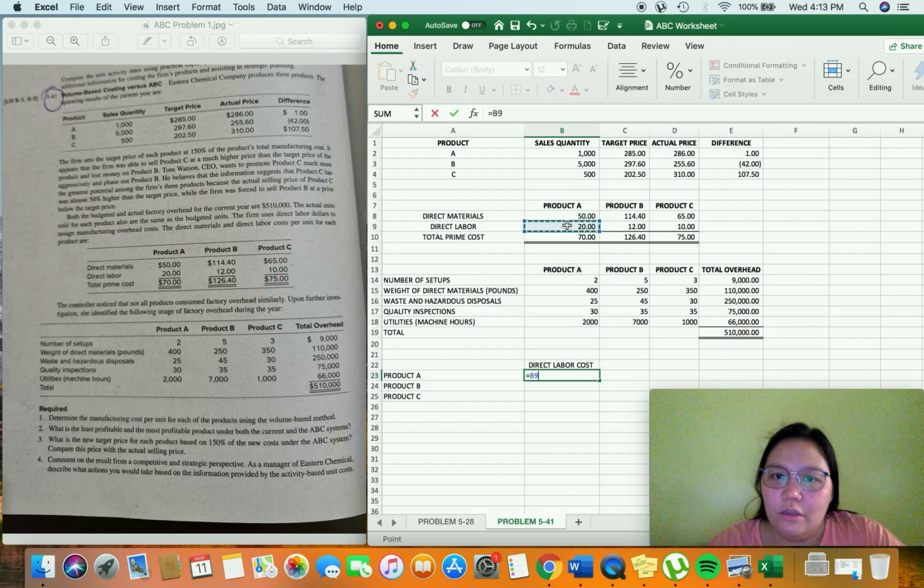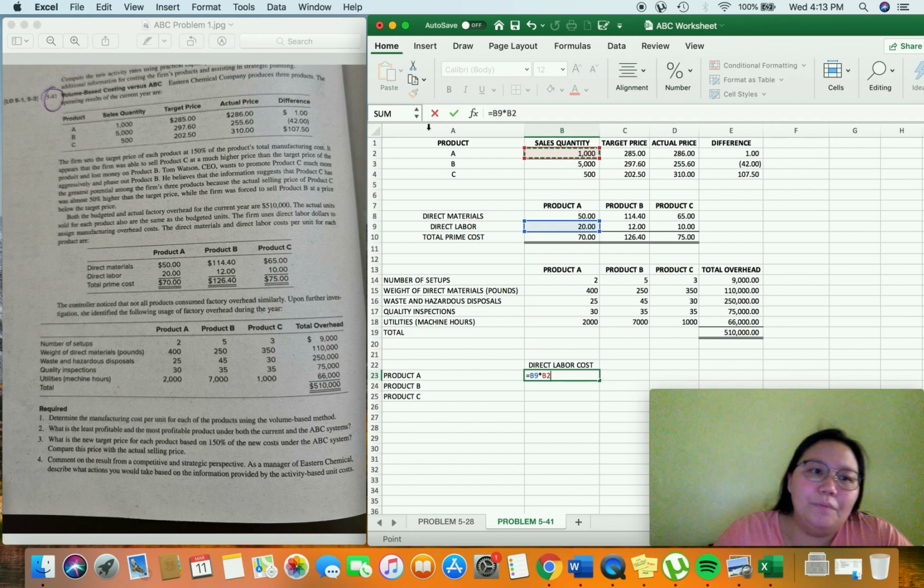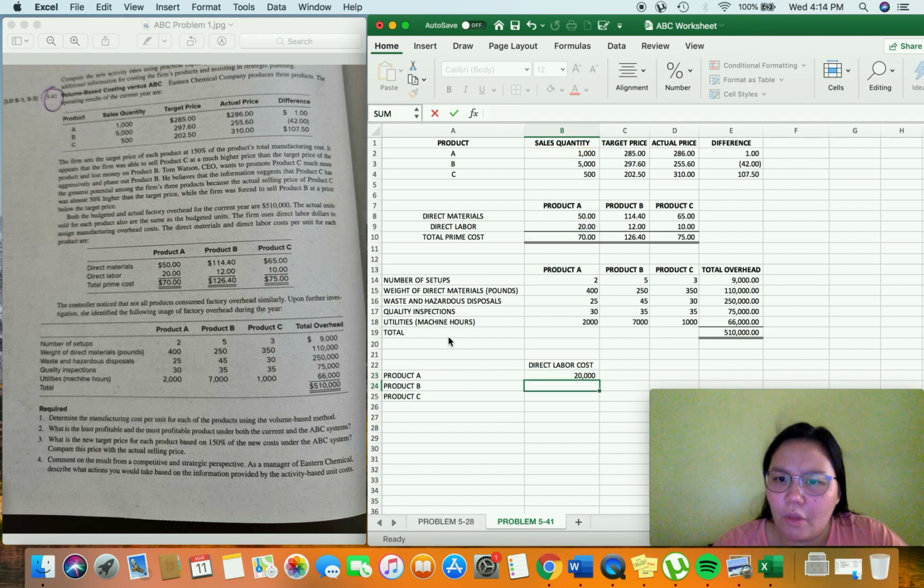So basically, the direct labor cost per unit for product A is 20 multiplied by the sales quantity. This time, it is okay to use the sales quantity as your basis because the problem said that the actual units sold for each product are also the same as the budgeted unit. So there is no discrepancy between the two. But if there is a different stated budgeted units for the product, you should use that. Okay? So we have 20,000 for product A.